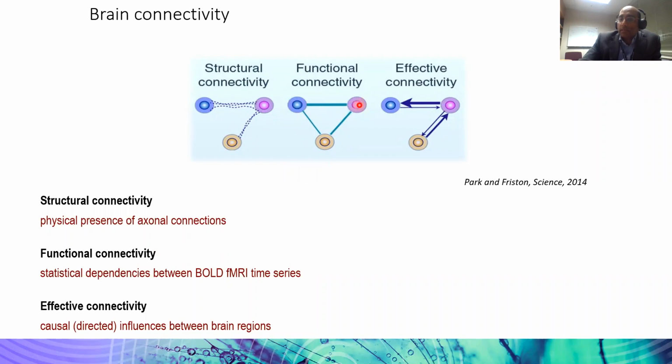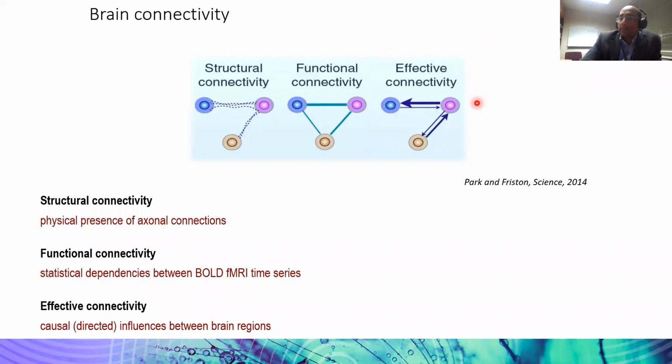But by definition, these correlations have no direction. One can say that if these two brain regions are positively correlated, then if something happens in this one, the activity in the other one will go up. But there is no way to know the causality or the direction of the information flow. And that's what we do with what we call effective connectivity.